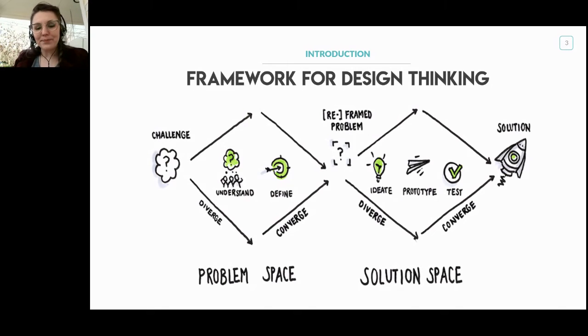Awesome. All right. To summarize back really quickly, just to get us back on track: we talked about the challenge. We talked about the problem space. Then we reframed the problem once we better understood it. Now we want to go into the solution space.